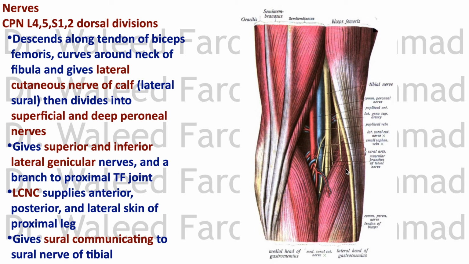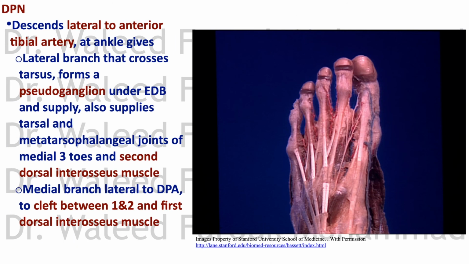The lateral cutaneous nerve of the calf, as I told you, supplies the anterior, posterior, and lateral skin of the proximal leg. Also the common peroneal nerve gives the sural communicating branch that unites with the sural nerve, the branch of the tibial nerve, and then goes to the lateral side of the foot and the little toe. Sural nerve. Okay.